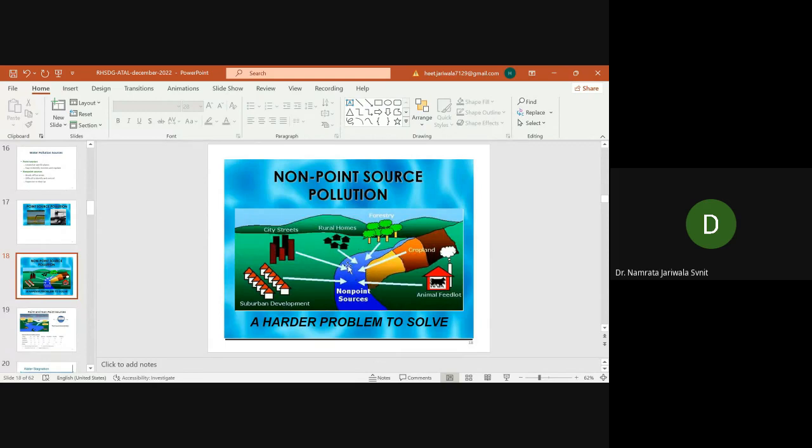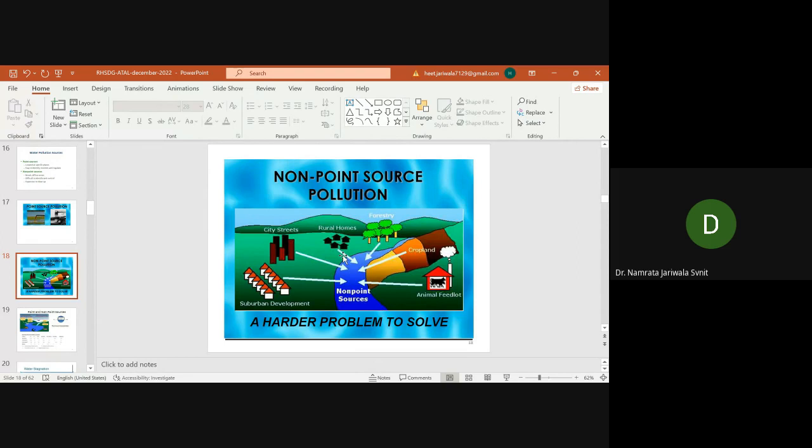Then generally the quality of the wastewater will vary. So you may have a cattle farm, you may have urban residential colonies, and from those you may get direct discharge into the water bodies. So these are considered to be non-point sources. It's a very hard problem to solve. Controlling a non-point source is a very, very difficult task.